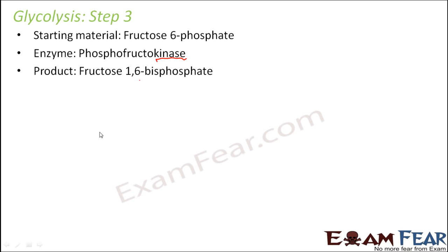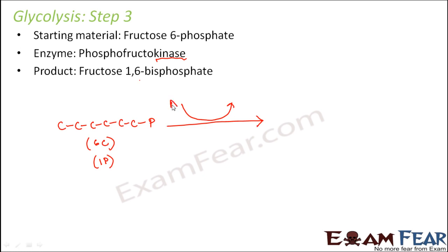So here we start with fructose 6-phosphate. So 1, 2, 3, 4, 5, 6. So this is fructose 6-phosphate. It has 6 carbon atoms and 1 phosphate group, right? So in presence of this enzyme phosphofructokinase, what will happen? It will again utilize one ATP. So this ATP will get converted into ADP. So triphosphate will become diphosphate. So that extra phosphate group will come and add on to this reactant.